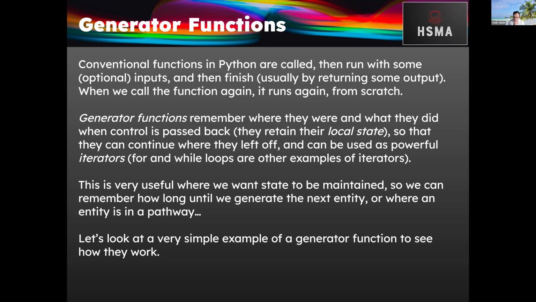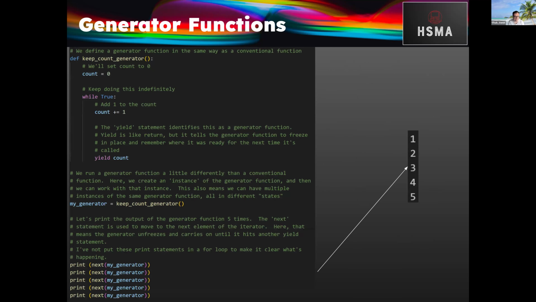It allows us to get the function to remember where it was, to pause, and then we can come back to it, and it'll carry on where it left off. That's particularly useful if we want to work with discrete event simulation, because we can remember how long until we generate the next entity, or we can remember where a particular entity is in a pathway. So where is our patient in the pathway right now?